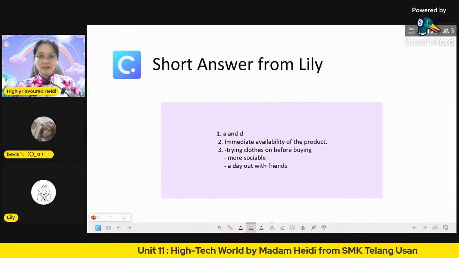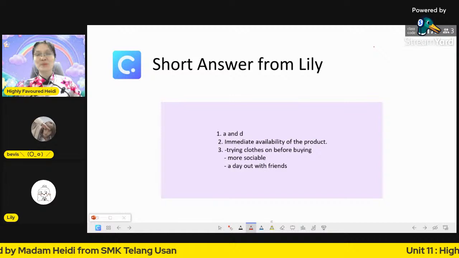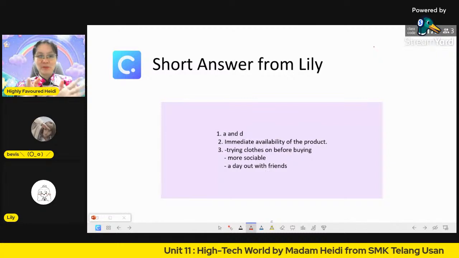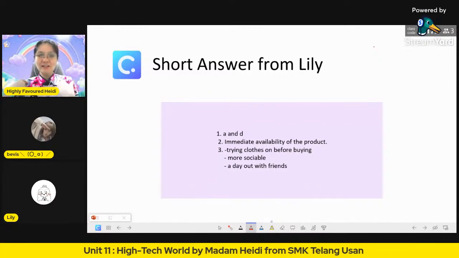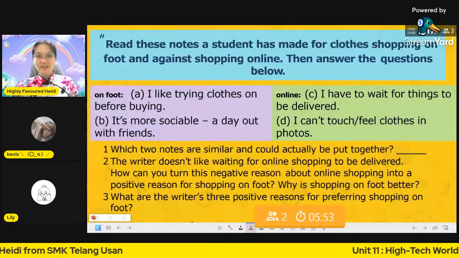Very good. So then after that, number two, why you like on food, I think the immediate availability of the product, exactly. You don't need to wait. It's available straight away. Then number three, trying clothes on before buying, more sociable, and a day out with friends. Okay, all right, good. So basically that's the answer. So teacher closes.